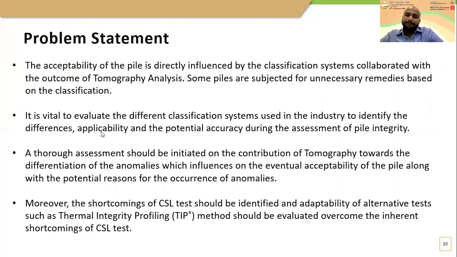Moving on to the problem statement. Based on the CSL test and tomography, the overall acceptability of the bored piles is assessed using the classification systems used in the industry. Some piles are subjected to unnecessary remedies based on those classifications. Hence, it is vital to evaluate the different classification systems and their effectiveness and reliability towards the identification of defects in bored piles. Also, it is required to assess the contribution of tomography analysis towards anomaly differentiation. Moreover, special attention should be given to identify the potential reasons for the occurrence of anomalies in bored piles. Also, the shortcomings of the CSL test should be identified and the adaptability of other integrity tests such as thermal integrity profiling should be evaluated thoroughly.